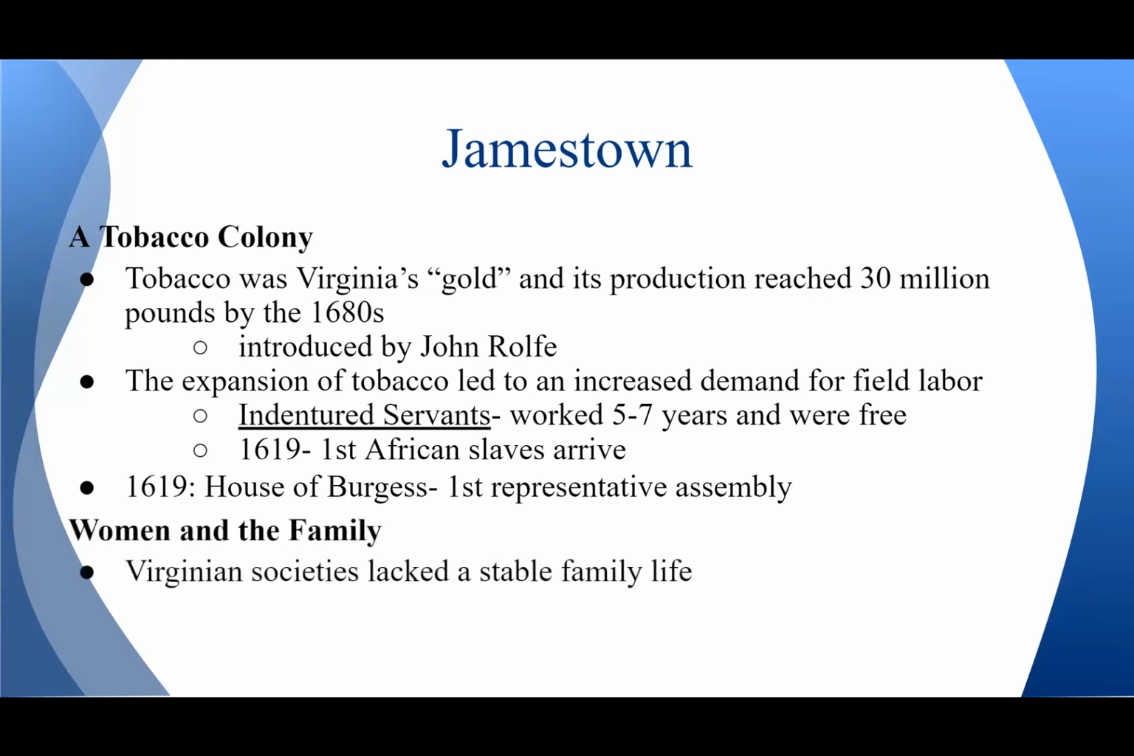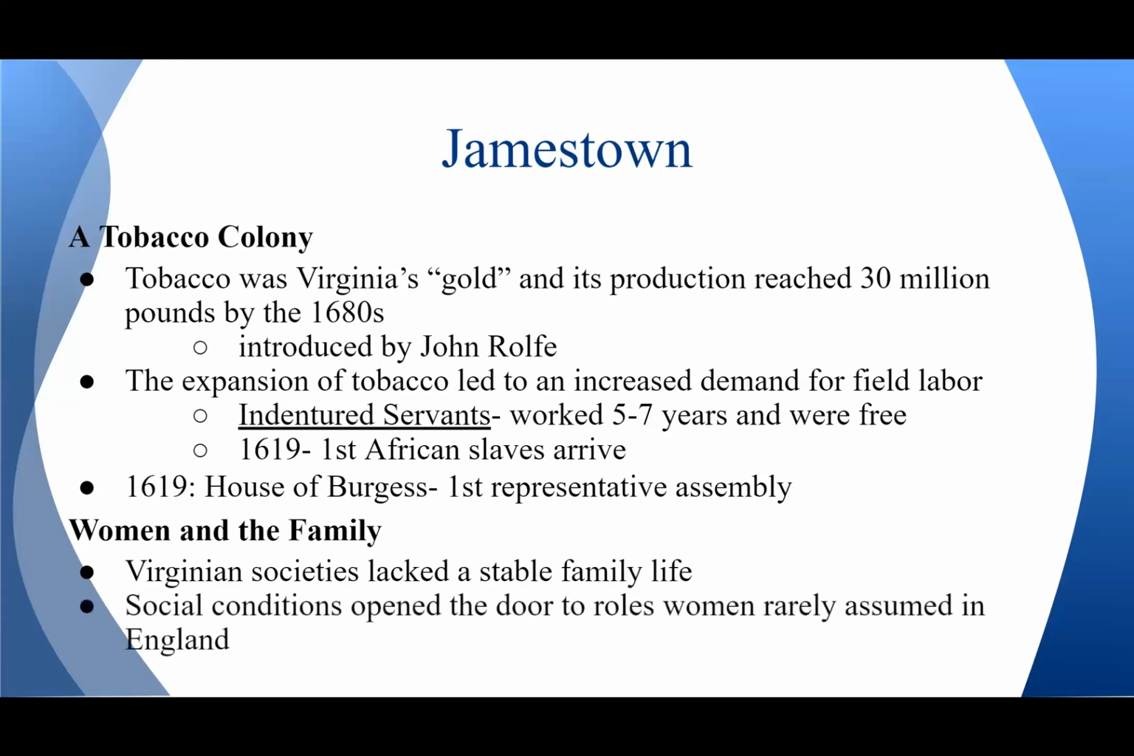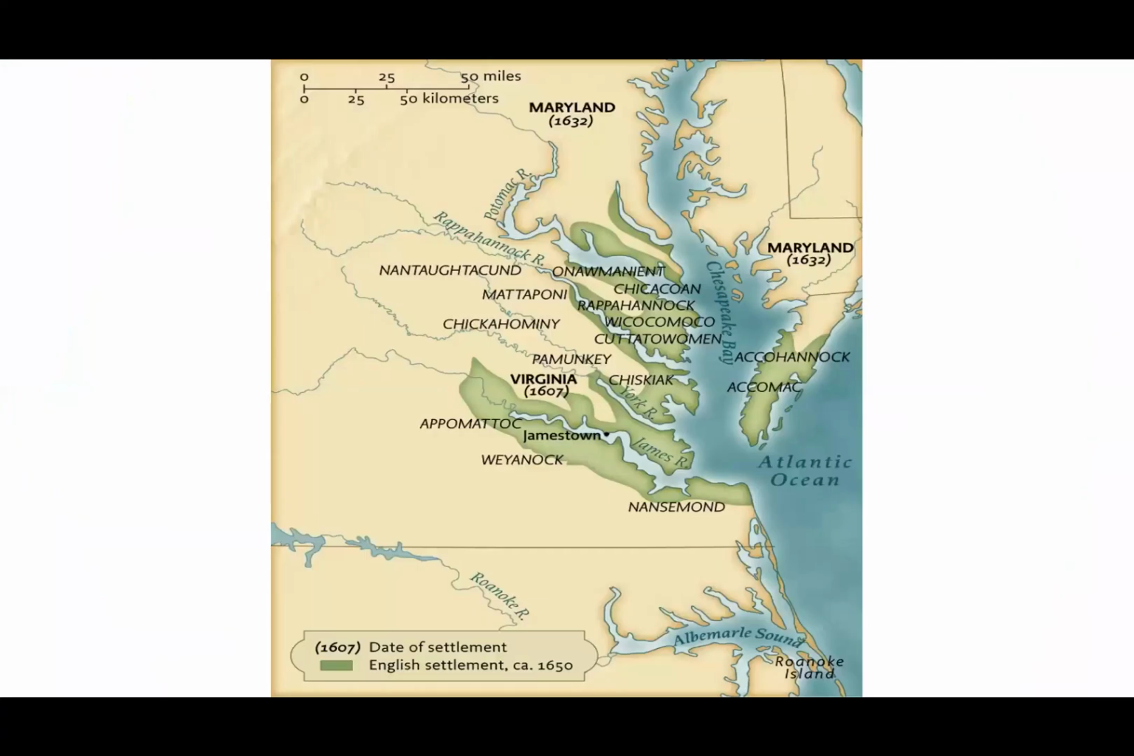And then women in Virginia. Because Jamestown was initially settled by men, there isn't a very stable family life like there was in England. And so at first in the colony, women were allowed to take on roles that they really couldn't have assumed in England because they're needed to help work in the tobacco plantations and things like that. So family life looked a lot different in Jamestown than what people were used to coming from England.